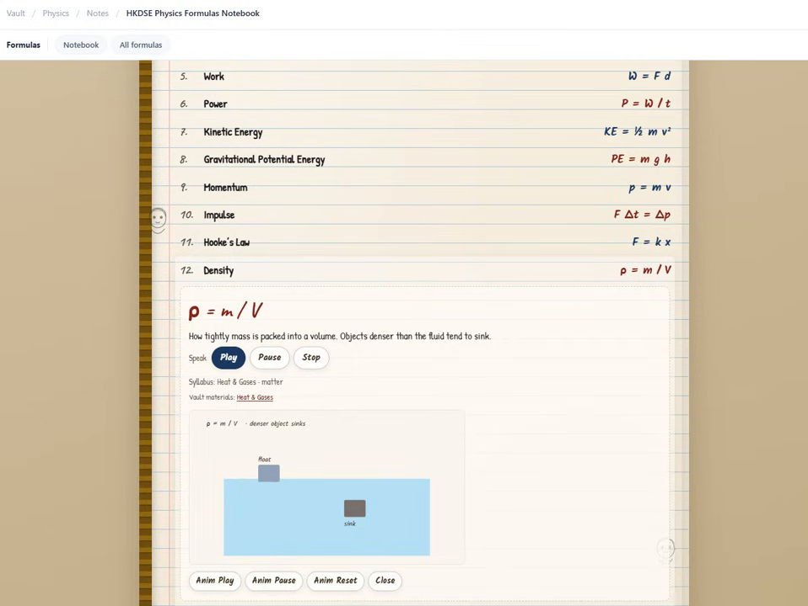Density, rho equals m over V. How tightly mass is packed into a volume. Objects denser than the fluid tend to sink. Denser objects sink, less dense ones float.